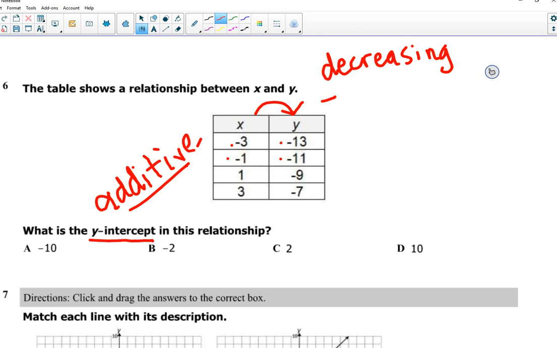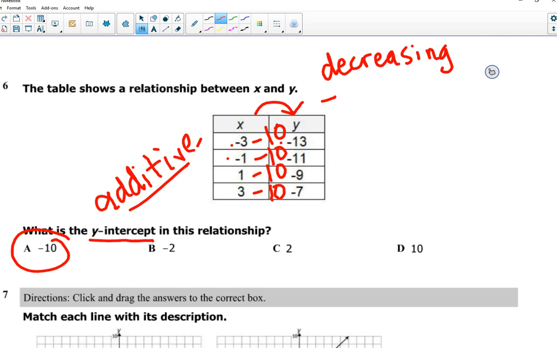What are they going down by? -3 to -13. 3 to 13, what is that? Are we writing this down, ladies? 10. So it's going down by 10. See? -3 minus 10 is -13. -1 minus 10 is -11. 1 minus 10 is -9. And 3 minus 10 is -7. So our additive relationship, we're subtracting 10, so that's our y-intercept.